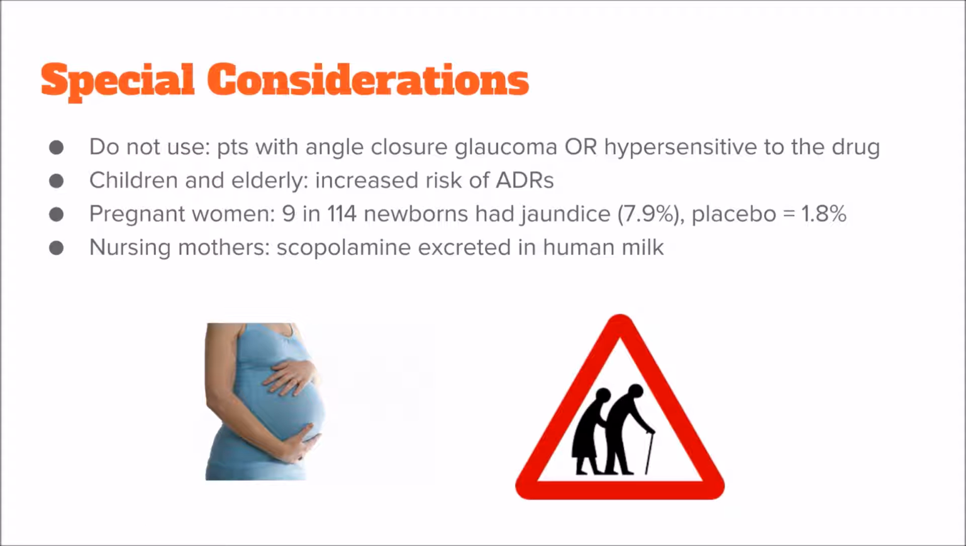Alright, special considerations. So you don't want to use it with patients with angle closure glaucoma or with patients who are hypersensitive or allergic to the drug. Children and elderly are at increased risk of adverse reactions, and there is no safe established amount for children. In a study done with pregnant women, 9 in 114 newborns had jaundice, which was 7.9% of the study population. The placebo population only showed 1.8%. So there's an increased risk of jaundice.